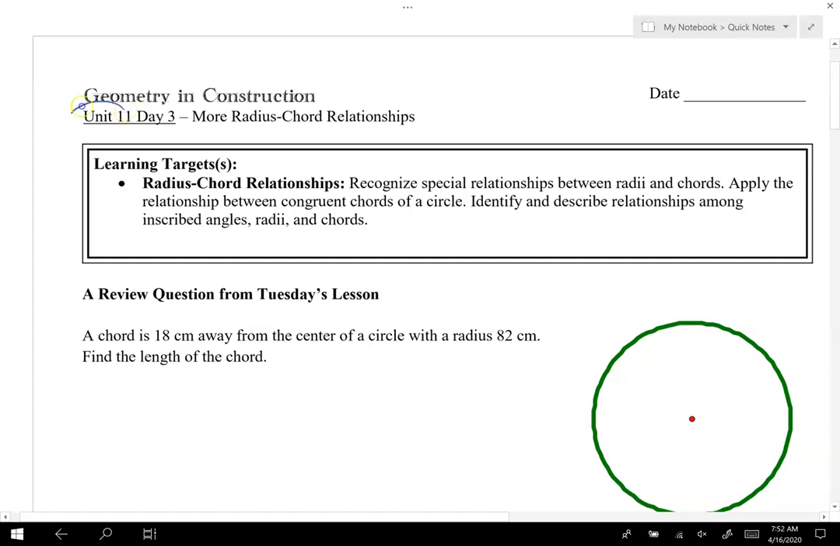We're actually in Unit 11 on circles. We are on day 3 of material, and we're looking at more radius chord relationships. We are going to review this first one, and then we're going to look at congruent chords of a circle. So that's what we'll write down in our yellow pages today. Here's the date, 4/16/20. And then after this, you've got an assignment that will be due tomorrow, Friday by 4.